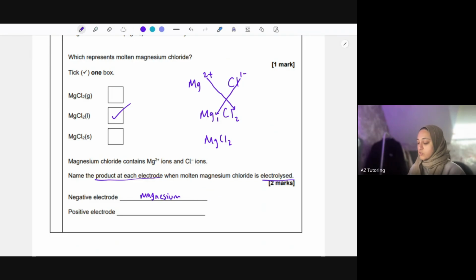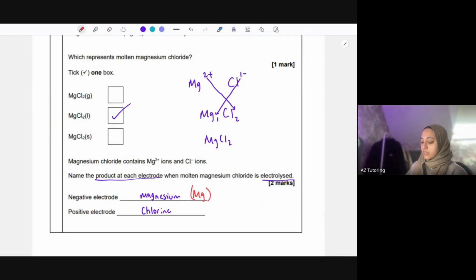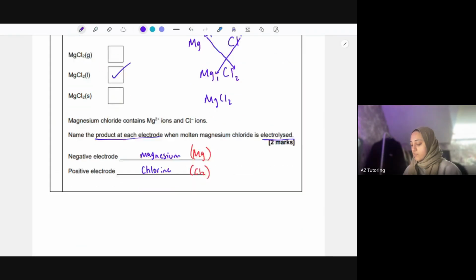At the positive electrode, you're going to have the Cl minus ions, and then Cl minus ions just turn into chlorine. Now, again, just want to reiterate, if you are going to end up writing the elements to these, magnesium, you're fine to write as magnesium like this. But with chlorine, if you wrote Cl, you would have lost the marks, because chlorine is a diatomic molecule as well. It exists as Cl2. So if you're going to write it as elements, it's Cl2. That's why it's better to just stay safe and just write the words if you can.